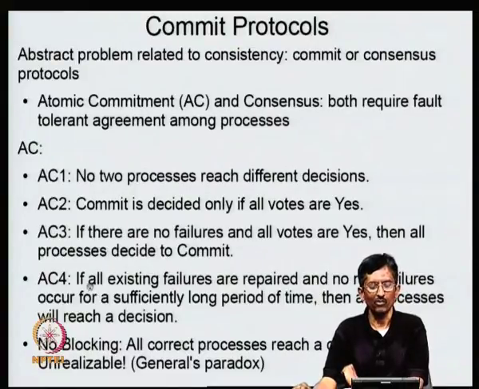Then there is another one, AC4. If all existing failures are repaired and no new failures occur for a sufficiently long period of time, then all processes will reach a decision. Now, you can see that all of these things are independent. You can have any combination of these things. For example, we are not saying what happens if some of the votes are not yes. We leave that situation open, we do not say anything about that. Whereas, if it is yes, that means everybody has agreed.